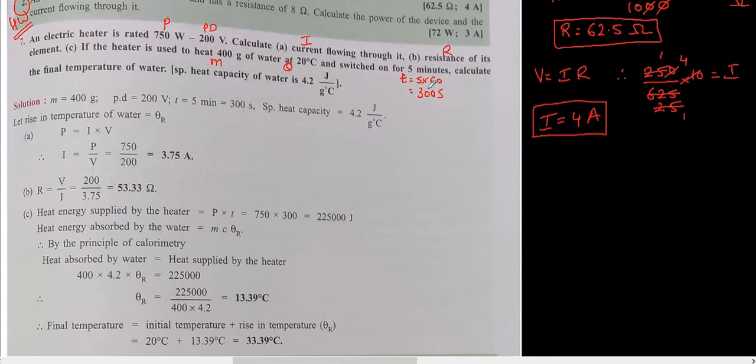300 seconds. We'll see whether it is useful or not. Calculate the final temperature. So we have to find out the final temperature, and the specific heat C is given. So we are using here C, which is 4.2 joule per gram degree centigrade. So all these things we have.